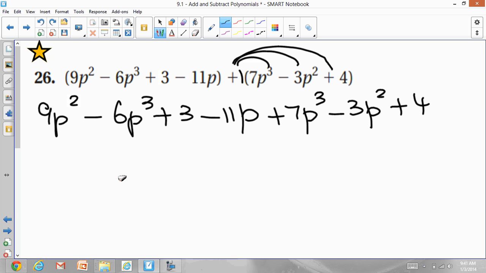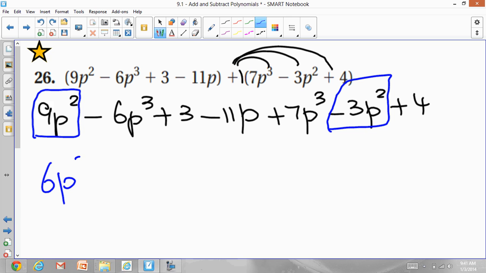So once you get this one, now all you need to do is combine the like terms. So p squared, you're looking for another one which has a p to the power of 2. This is the only one that has a p to the power of 2. So those are the only two things you can combine. So 9 and negative 3 combine to give you 6p squared, you just bring it down.